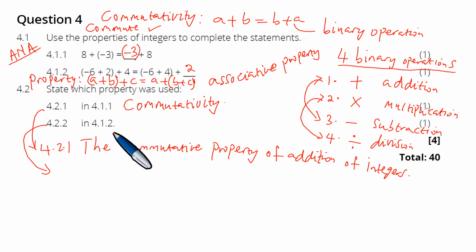So now in 4.1.2, there are a couple of things you need to know because the brackets were shifted. We can see there was a shift in the brackets, because the brackets were around -6 and 2. Now the 4 was brought in, so the brackets were shifted to actually between 2 and 4, etc. And this property has a special name. It's called the associative property.